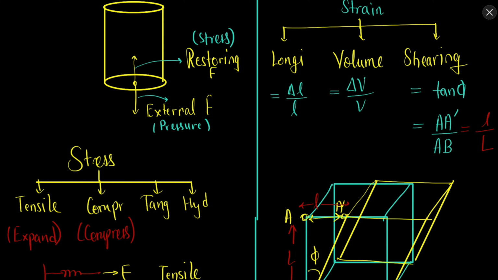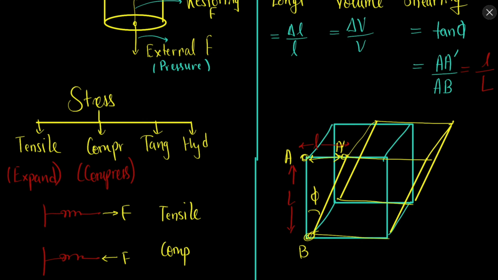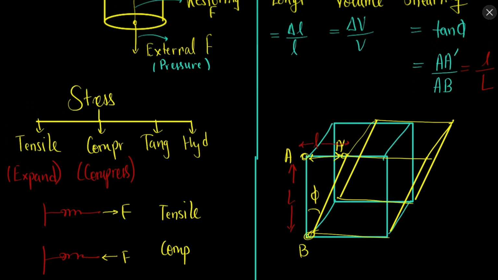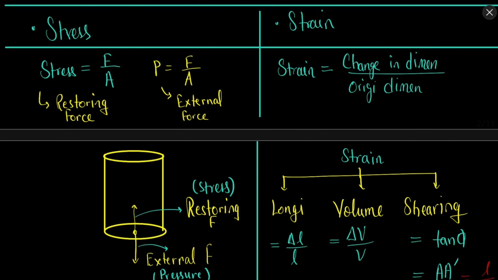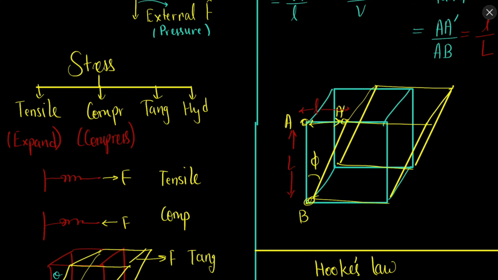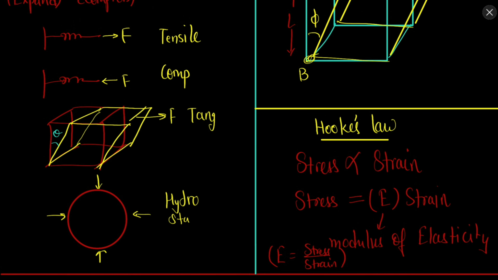Volume strain is the change in the volume upon the original volume, and shearing strain is the strain related to the tangential stress, that is tan theta, tan phi. So it is about change in the angle upon the original angle, you can say that. It tells us about the amount of tilt. So stress and strain are the two important terms. Stress tells us about the restoring force per unit area, and strain tells us about the change in the dimension upon the original dimension.